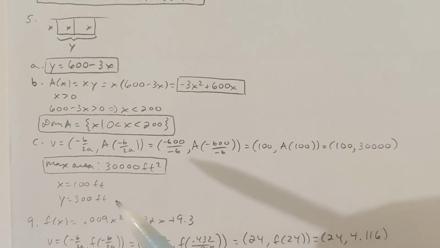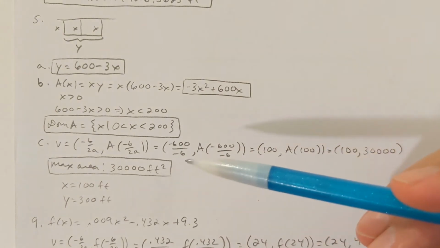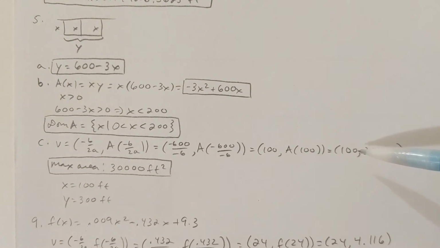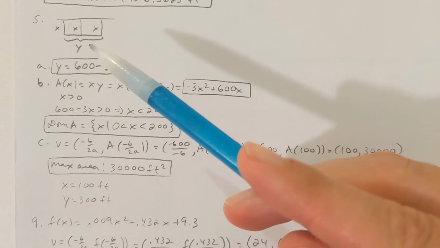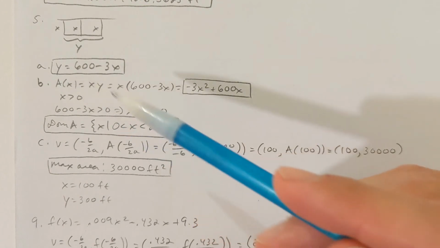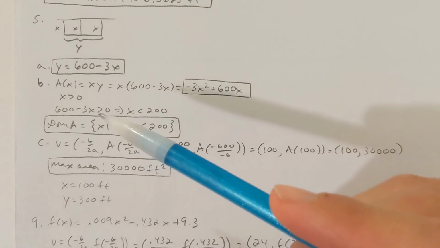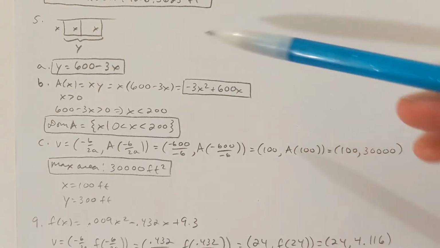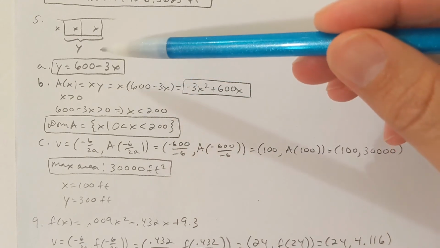Now, they're not asking for it here, but the dimensions of the rectangle that would produce 30,000 square feet would be when x is 100. Okay, and 100 plus 100 plus 100 is 300. 600 minus 300 is 300. So y would have to be 300 feet. And I guess maybe kind of like how I drew this is about what I want. 100 feet by 300 feet.